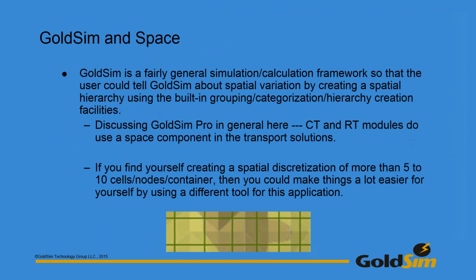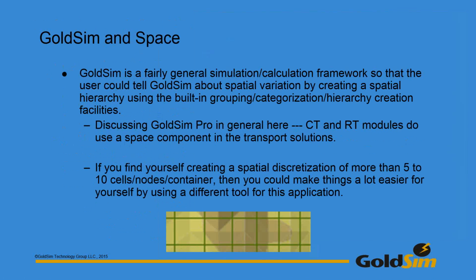That said, GoldSim is a fairly general simulation and calculation framework, so the user could probably tell GoldSim about spatial variation by creating a hierarchy and then telling GoldSim it's spatial related, using the built-in grouping and categorization features within the software. When we're talking about GoldSim in space, we're talking about GoldSim Pro in general here. There is actually a spatial component in the CT and RT modules, and that spatial component is tied into some of the transport solutions. But within GoldSim Pro itself, there is no built-in spatial component or awareness.